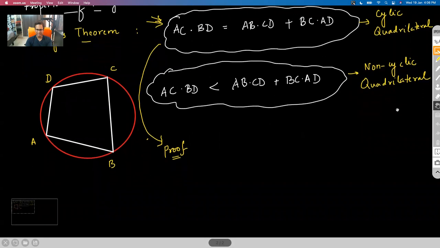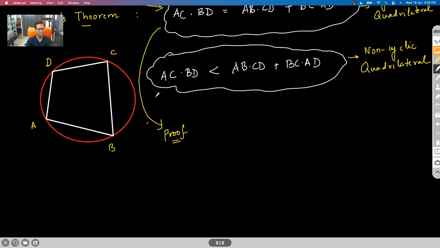Now for proving this, let me recall my cosine law. When we talked about the cosine law in the last session, what was your cos B? Let me name the sides also. Let's say this is A, B, C, and D. If you apply the normal cosine law for the triangle, let's say I call AC as X.